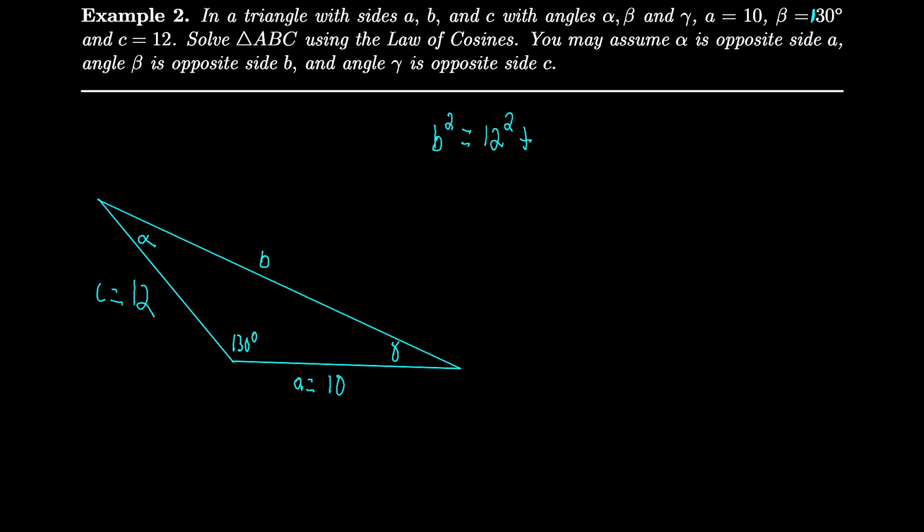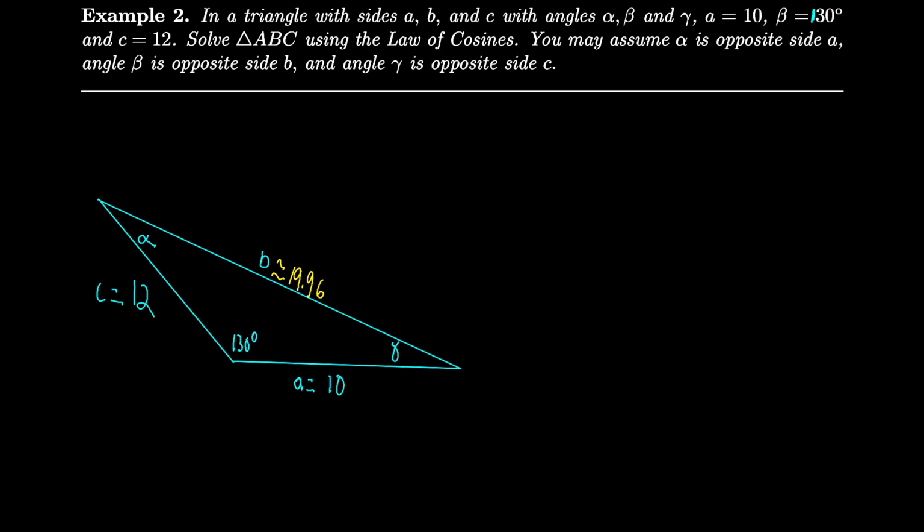I'm just going to rewind all this. So 19.96 for B. Now, I personally would set up, if I wanted to find alpha, I would say the sine of alpha over 10 equals the sine of 130 degrees over 19.96, and then solve for alpha really quickly.